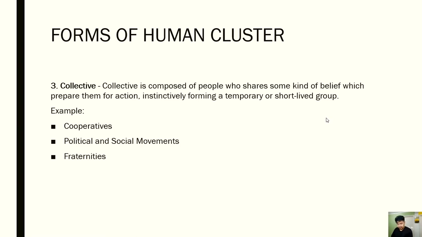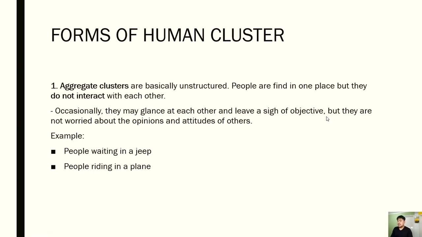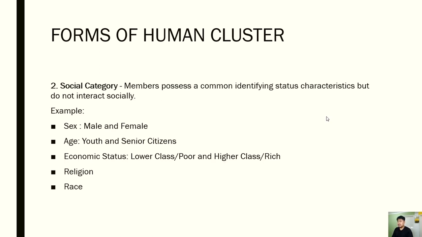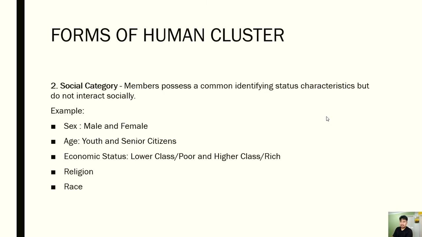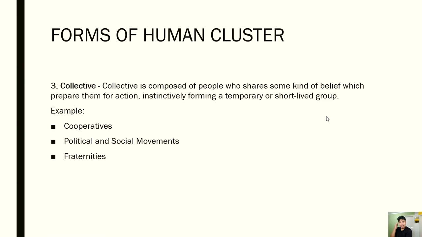Now, dito sa collective, by the way, mag-gets natin. Aggregate, place yung determinant natin, walang interaction. Social category, identity, yung characteristic, yung notion dito, pero wala pa ring interaction. Dito sa collective is sort of may interaction na dito. So collective is composed of people who share some kind of belief. So more likely, hindi siya similar sa social category. So more likely under belief siya, no? Which prepare them for action. So dito na papasok yung interaction, instinctively forming a temporary or short-lived group. Or it could be longer actually, no?